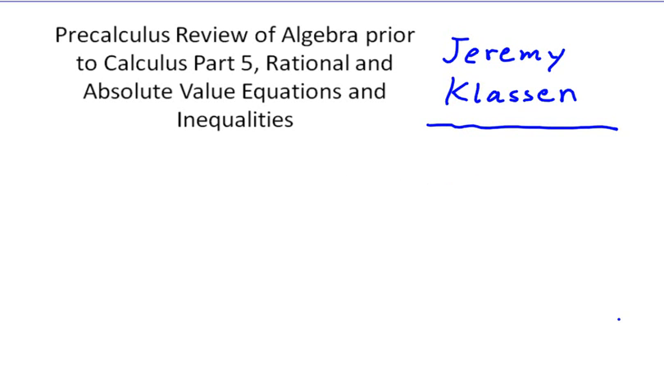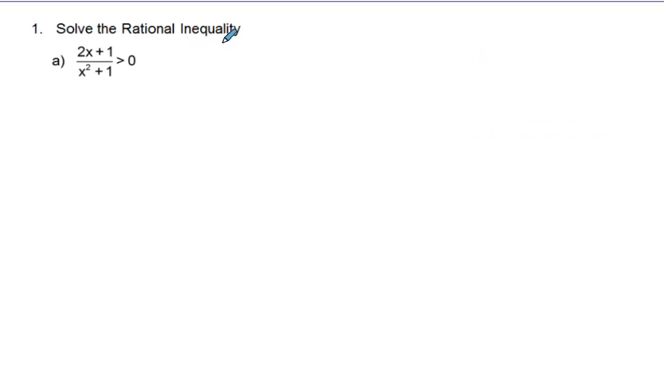Okay, first thing we're going to go to is rational inequalities. In calculus, we look for something we call critical numbers. I'm going to explain briefly what they are. Critical numbers are numbers where an expression is equal to 0 or undefined.